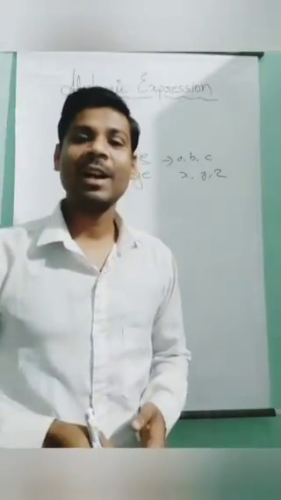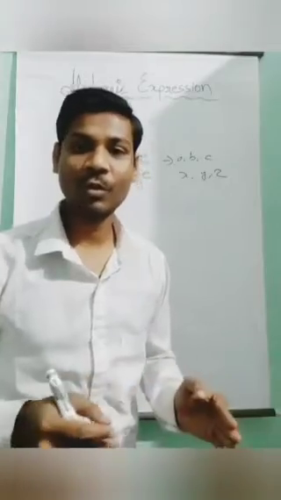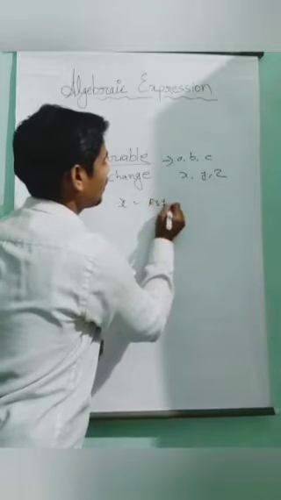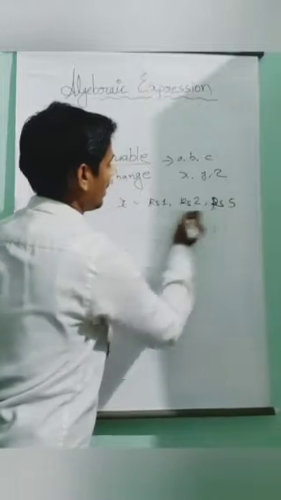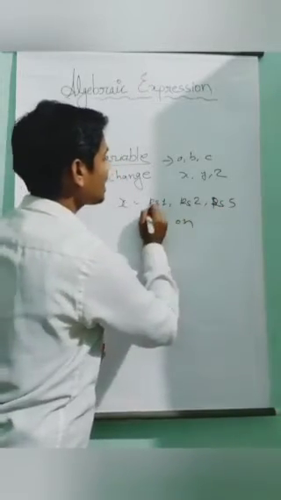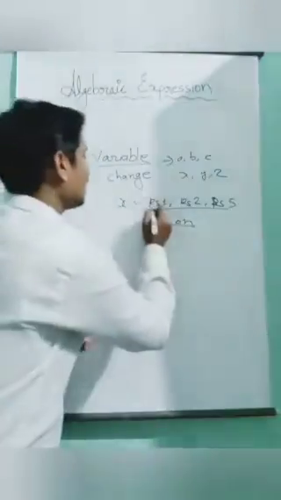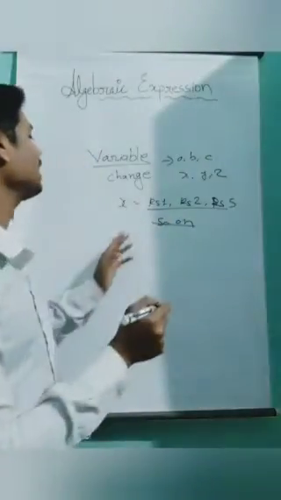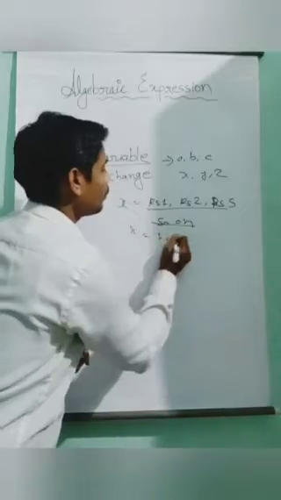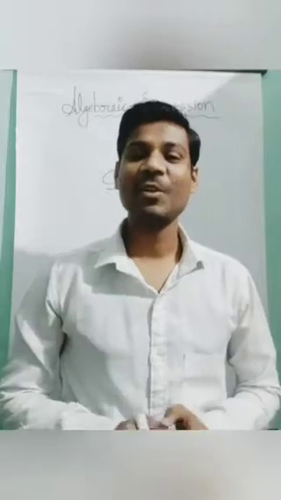For example, I have X rupees. How many rupees I have, you don't know. So X can be 1 rupee, 2 rupees, 5 rupees, and so on. So these are the values of this variable. It contains these values. So we can say that X can be 1, 2 or 5. Now the second thing is constant.